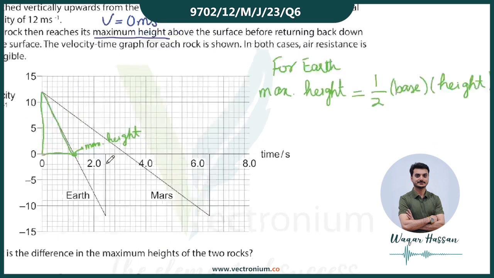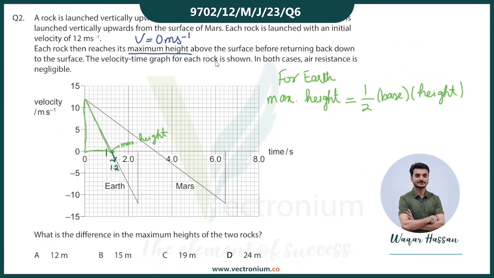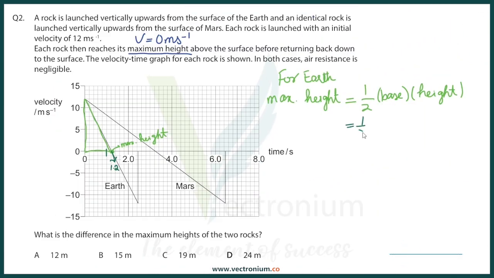Alright, so यहाँ पर base की value होगी, here the value is 1.2. So half base is 1.2 times height of triangle is 12. So if we multiply them, we will get 7.2 meters. Alright, so now let's calculate the maximum height at the surface of Mars.